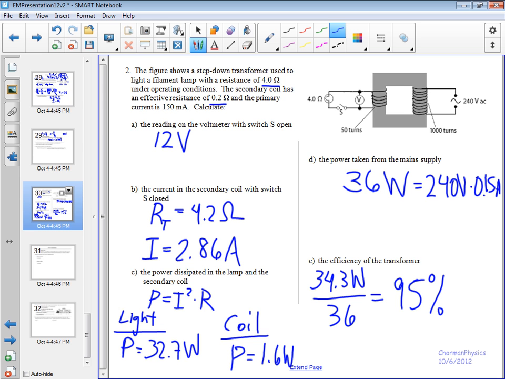The rest of this we will cover in class. We're going to talk about power transmission and the health issues associated with power transmission in high voltage lines. And we'll also do an example in class for this.